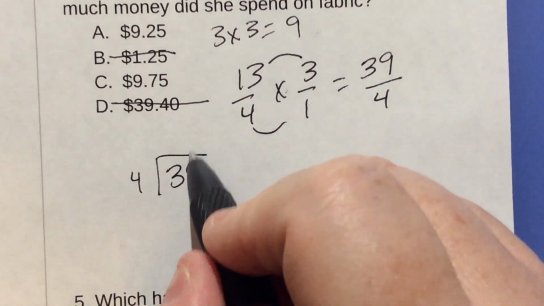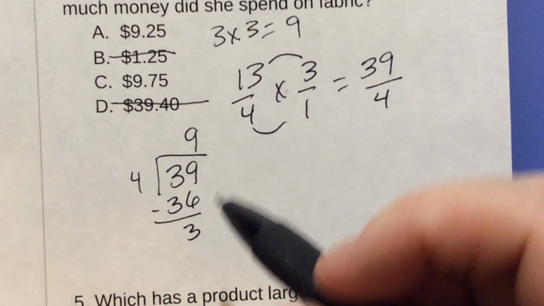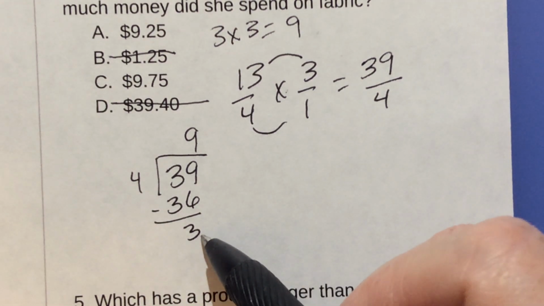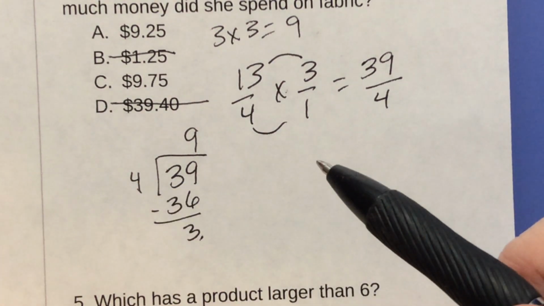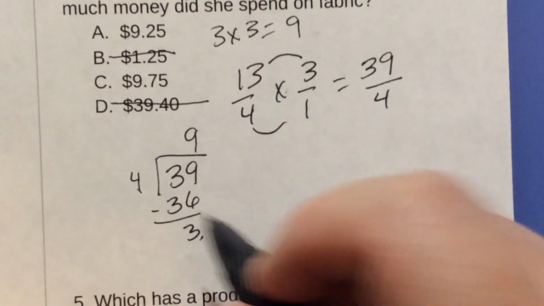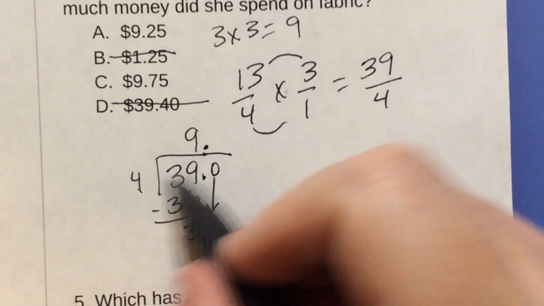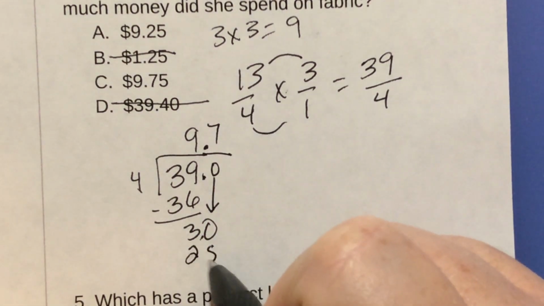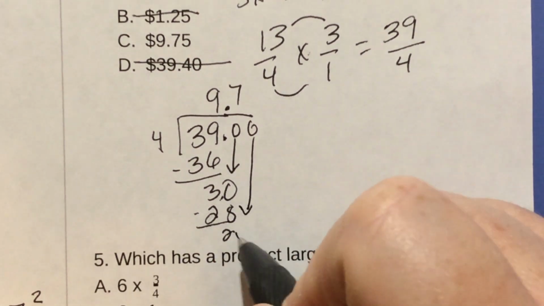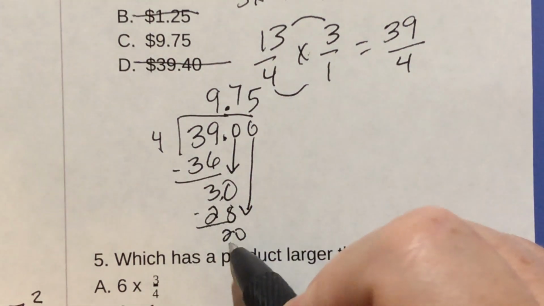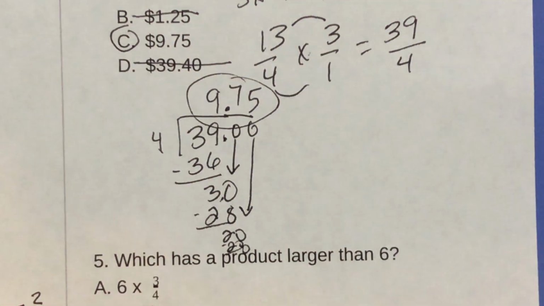Okay, 4 times 9 is 36. Here's the thing. If I stopped right here and made it a fraction, it would be 9 and 3/4. Okay, if you're not sure that 3/4 would be 75 cents, what you could do, and that's okay, is to keep going. 4 times 7 is 28, and I'm going to subtract and get a 2. So let's bring down that 0. 4 times 5 is 20. 9.75 is my answer.